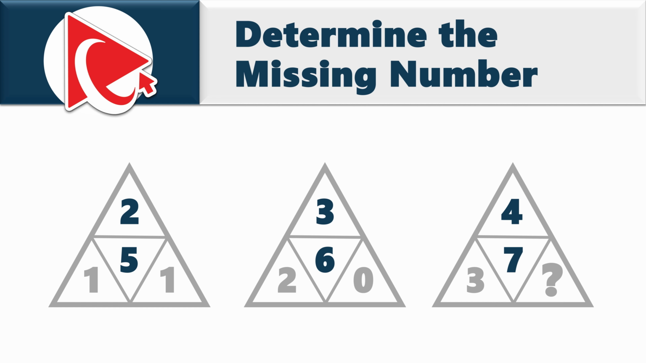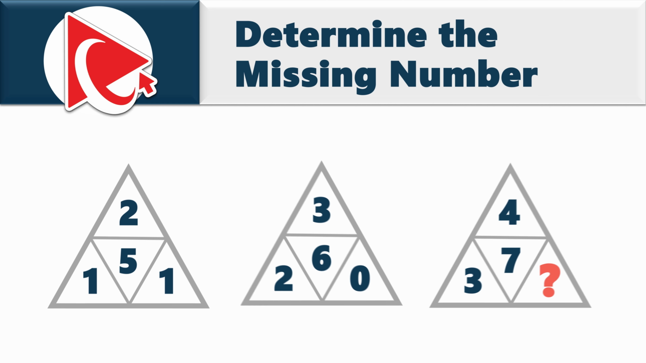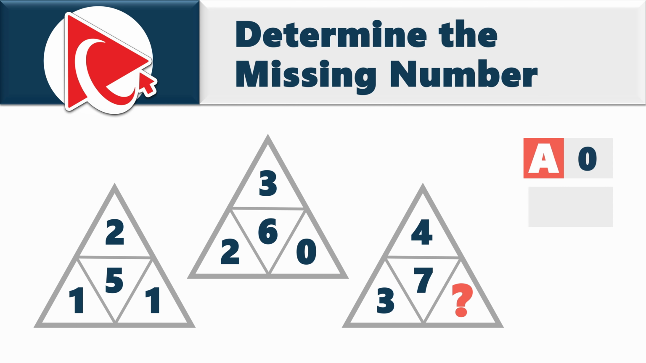And then at the bottom, each triangle also has numbers. I'll start from the left: 1, 1, 2, 0, 3, and then comes the missing number, which you need to select out of 4 possible choices. Choice A, 0, choice B, 1, choice C, 2, and last but not least, choice D, 3.